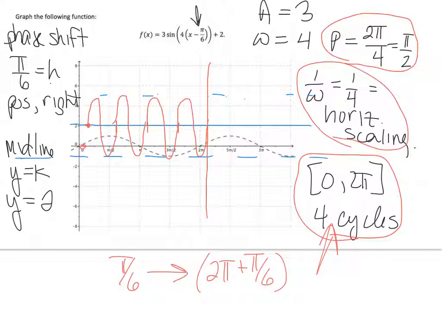So that right there is a pretty close guess as to what your graph should look like. My amplitude is 3. I phase shifted pi over 6 to the right. My midline is at y equals 2. I know my cycles. I should have 4 of them within the closed range. I think I'm good. That was messy. All right.